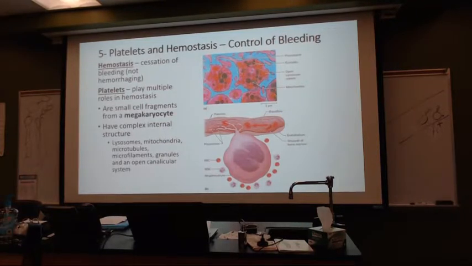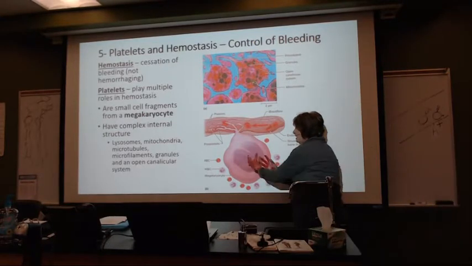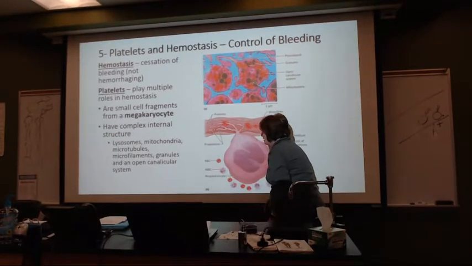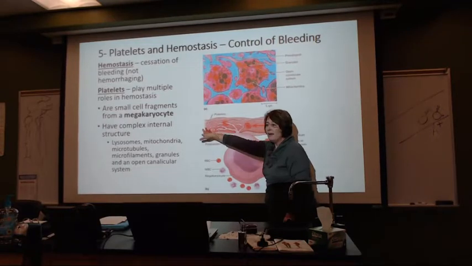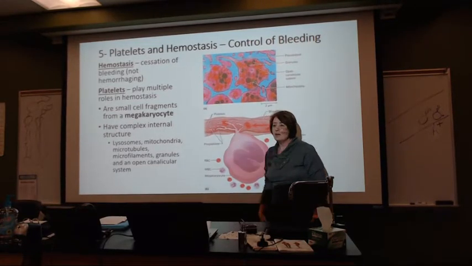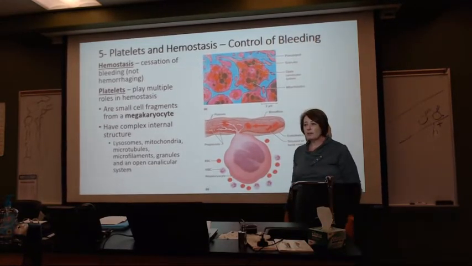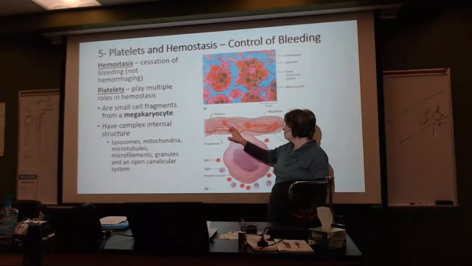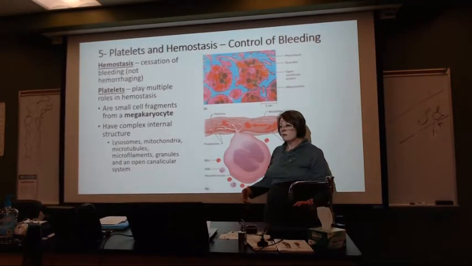Is that not cool? So if you think about it, just sitting in the spongy bone, as the blood flows by, stuff just kind of breaks off. Here's Jabba, okay? And then little pieces of the cytoplasm and everything just kind of break off.